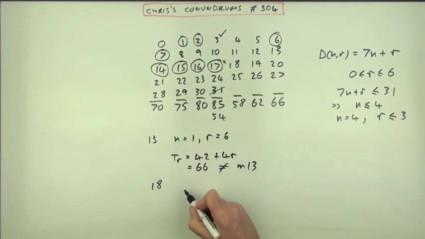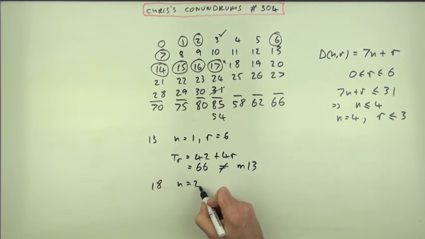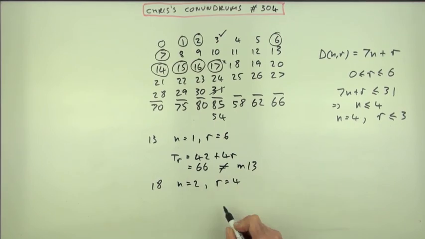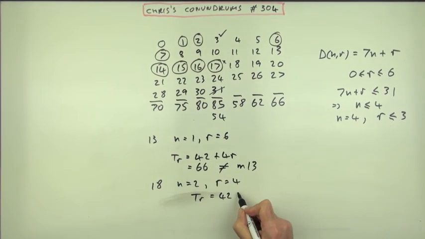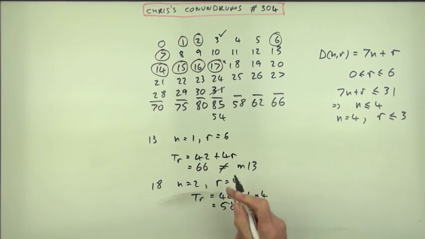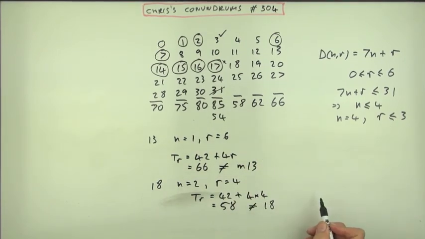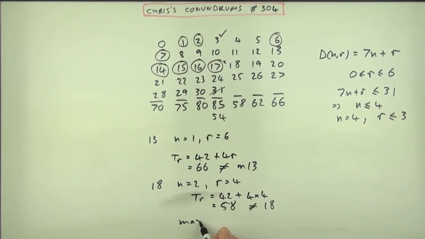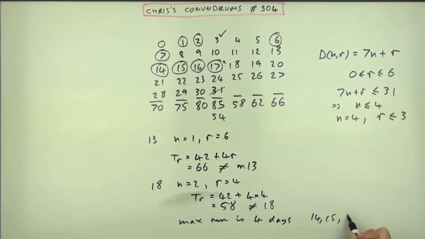What about the other possibility, 18? Well, for 18, n is 2, that's 14, and r is 4. So the total for that month should be 42 plus 4 times 4. So that's 16 onto that is 58, you knew that anyway. And 58 is not a multiple of 18. So that means, indeed, the maximum run is 4 days. Where those days are the 14th, the 15th, the 16th, and the 17th of a 31-day month.